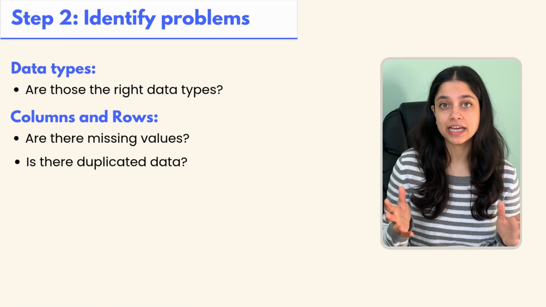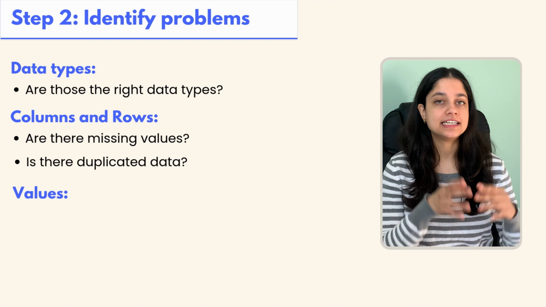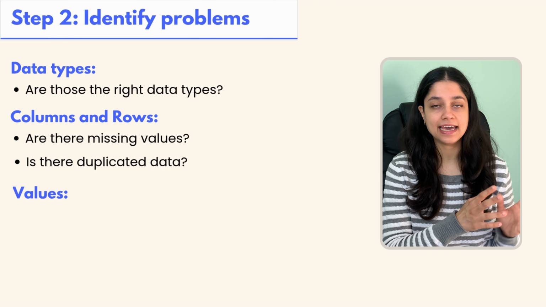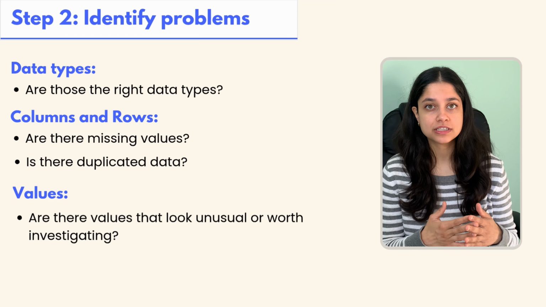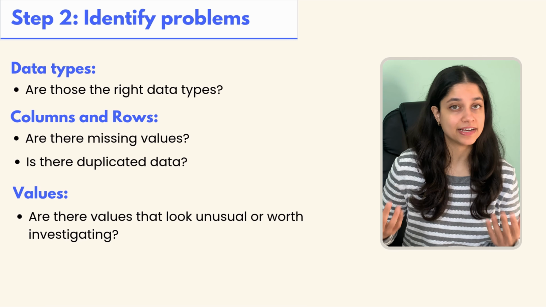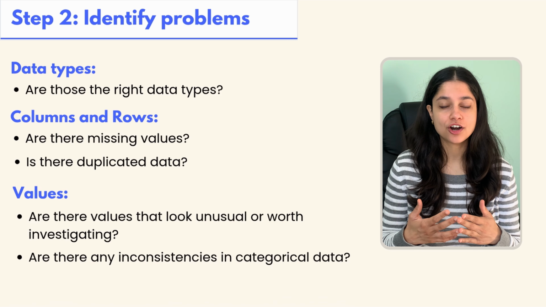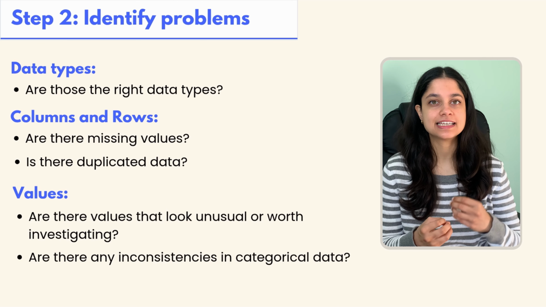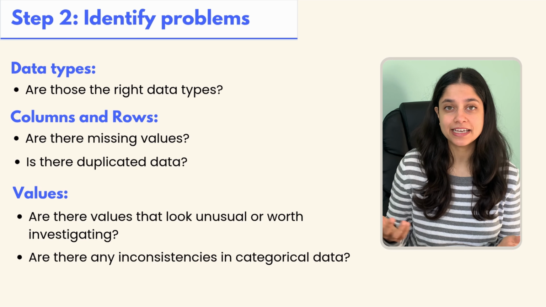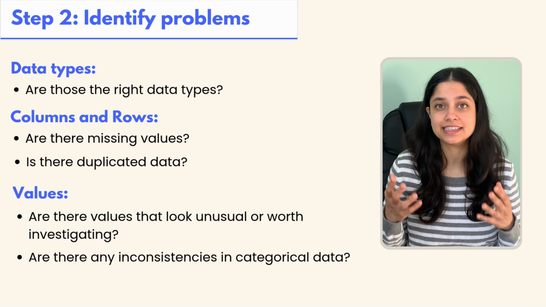Do you see any duplicated rows? And finally, when you're looking at the distributions of the numeric data and the unique values of the categorical data, do you see any numeric values that look unusual or might be worth investigating? For the categorical data, are there any inconsistencies in the values? For example, are there differences in capitalization? Are there extra spaces, or just generally non-standard data?